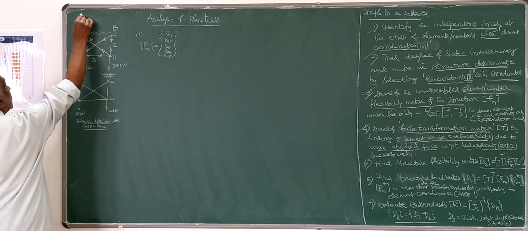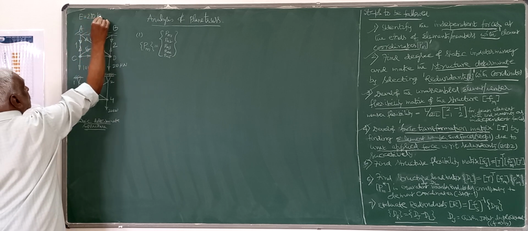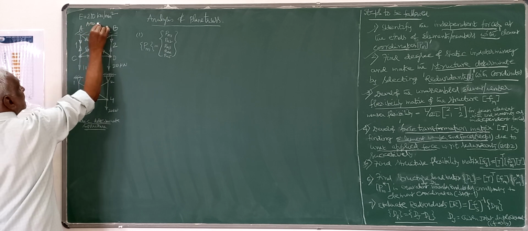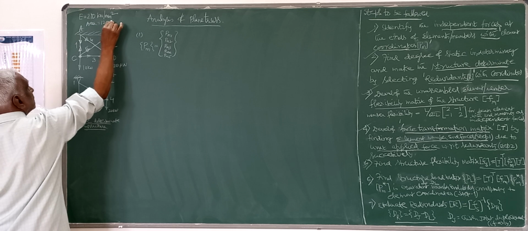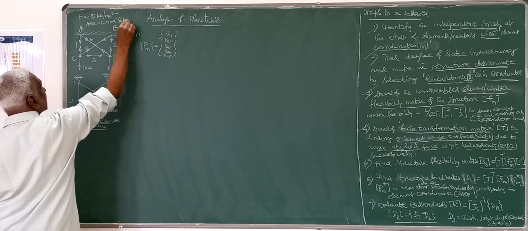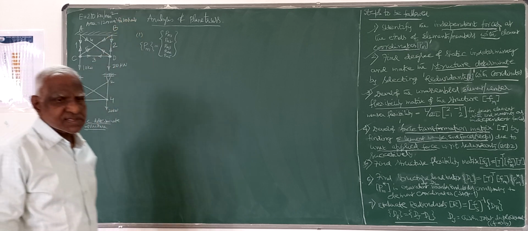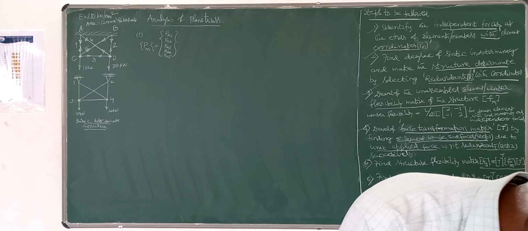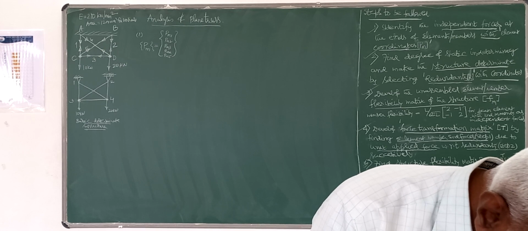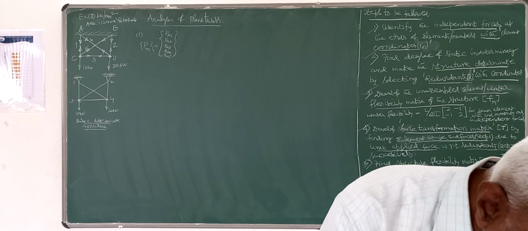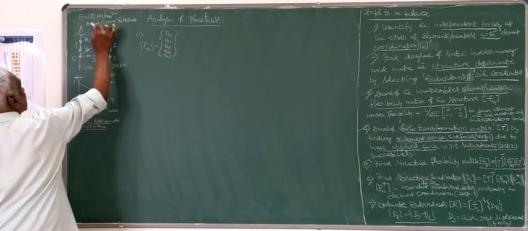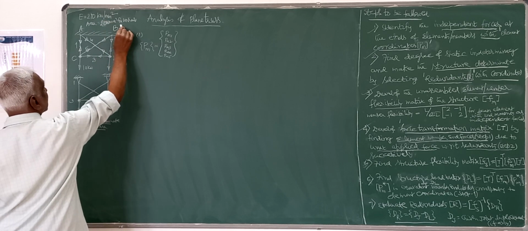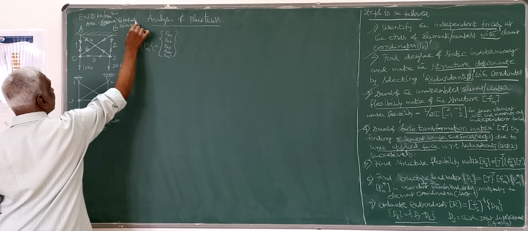So here, E value, you can assume it to be 210 kilonewton per millimeter square, and A value, area, you can take 2000 millimeter square for vertical members, and 600 millimeter square for others.